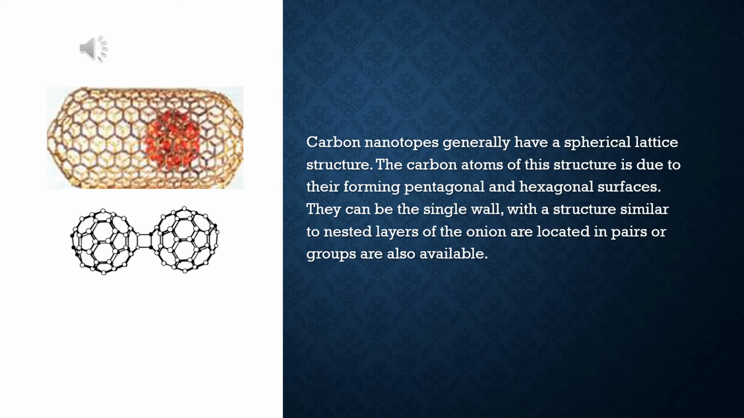Carbon nanotubes generally have a spherical lattice structure. This is due to the carbon atoms forming pentagonal and hexagonal surfaces. They can be single-wall, with a structure similar to nested layers of an onion, and multi-wall groups are also available.